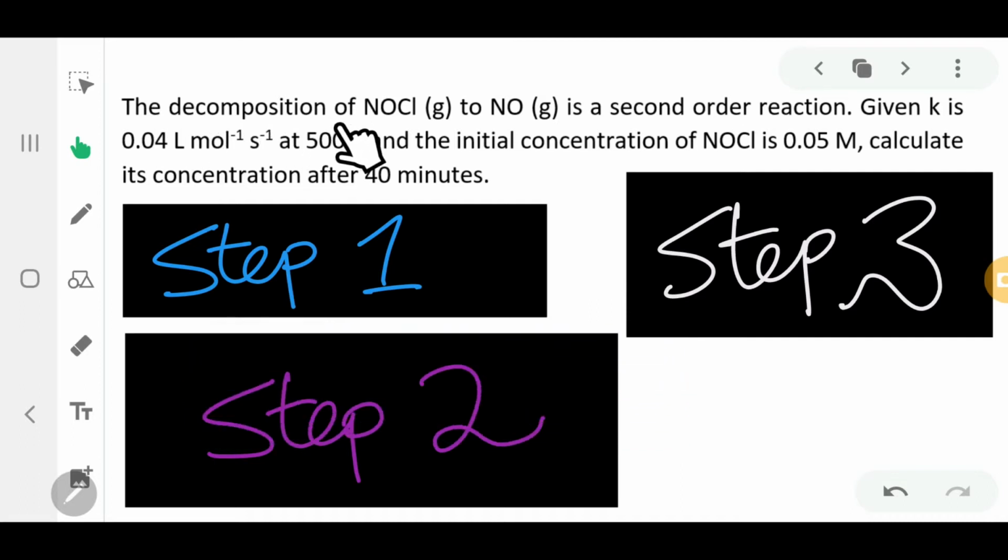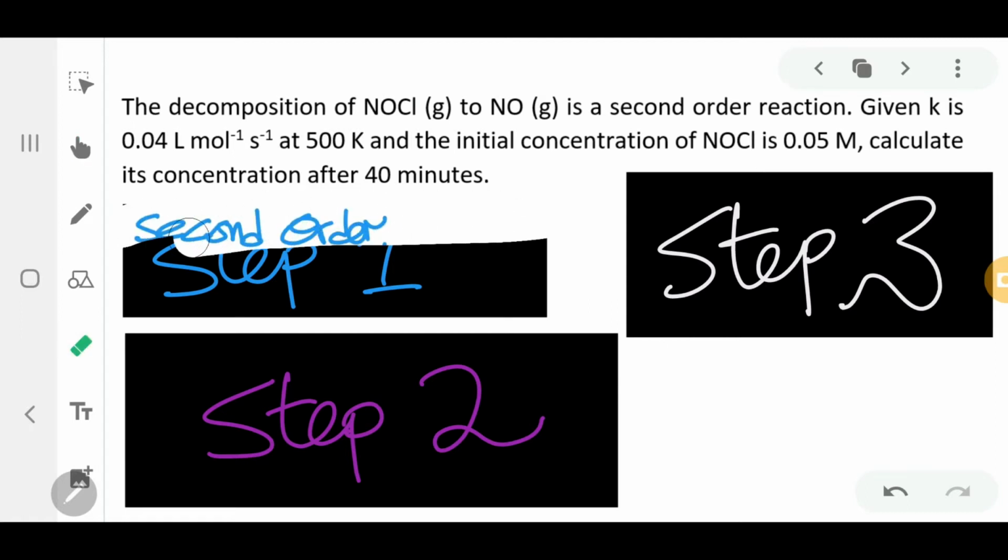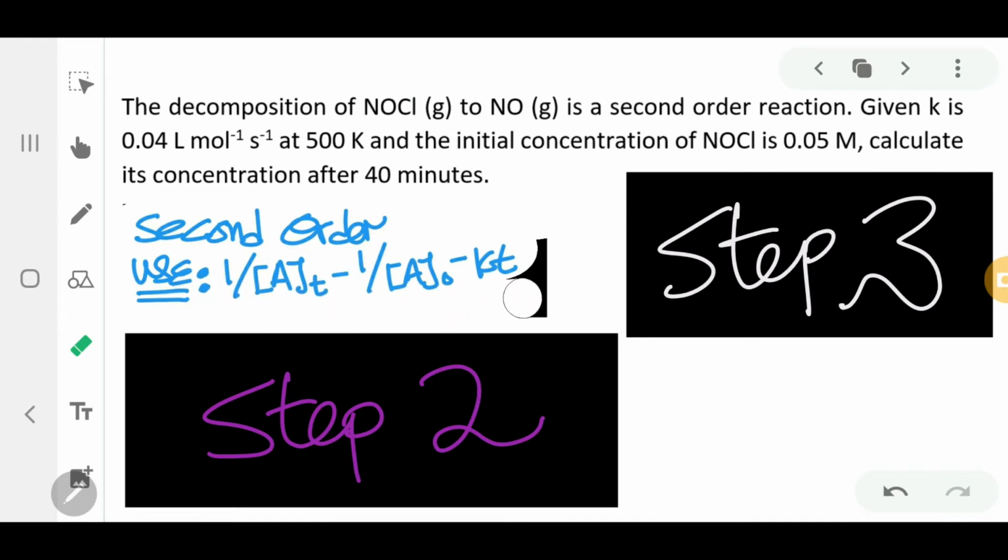The decomposition of NaOCl gas to NO gas is a second order reaction. This one is slightly easier because the question tells you what the order of reaction is. Then we know that the integrated rate equation that we need to use is going to be 1 over the concentration at a given time minus 1 over the initial concentration equals KT.